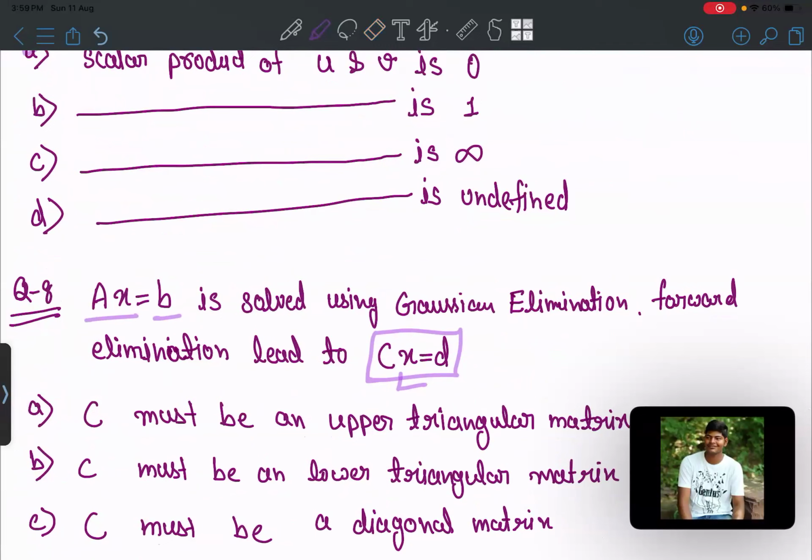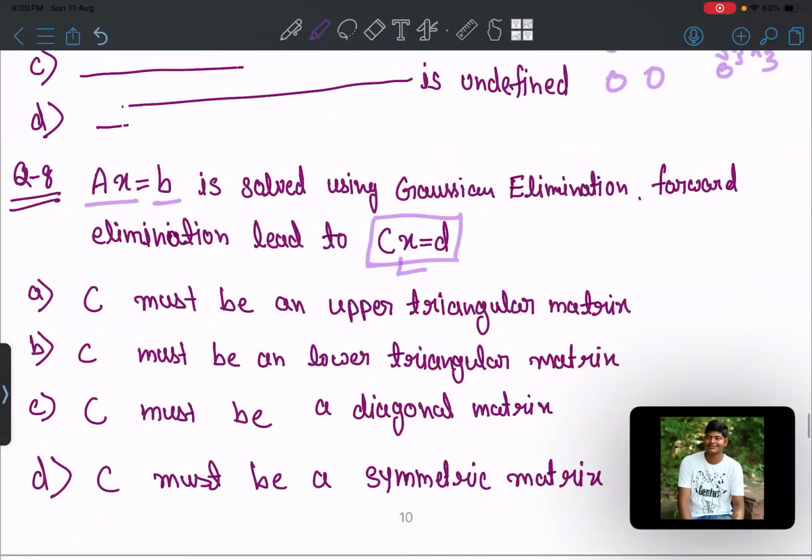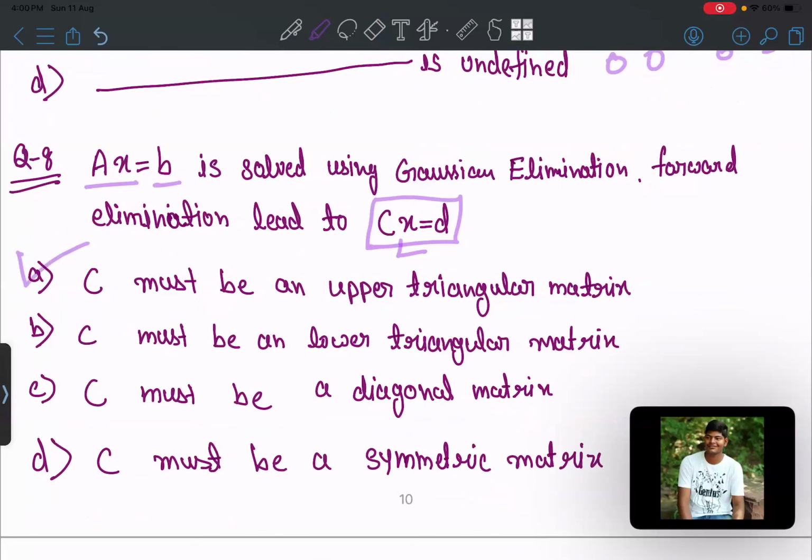If you see here, we have this kind of equation, a11x1 plus a12x2 equal to b1, and we make all the terms below it 0. This will be a22, all terms below it 0. Similarly here it will be a33x3, all terms below it 0. So C will be an upper triangular matrix.